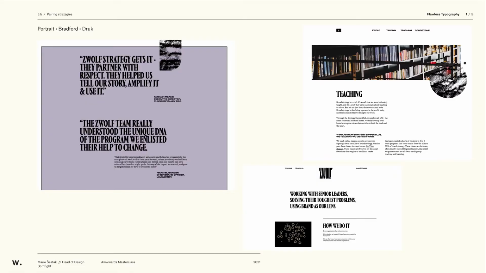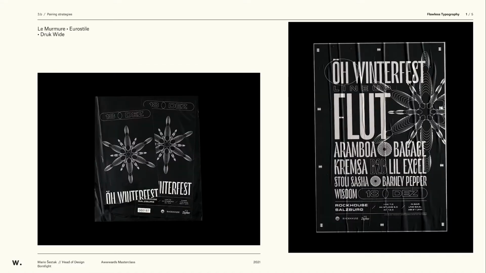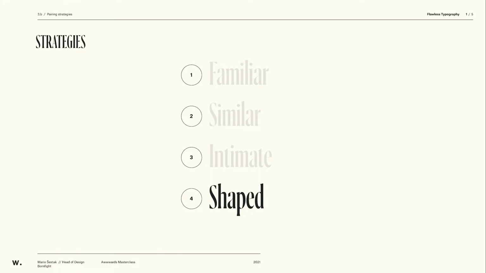Here are some examples of typefaces working together and having the same vibe and transmitting the same message across. Another example of a completely different vibe. There are a lot of typefaces combined here, but they all speak the same language. Beautifully balanced and with the same tone. A more edgy aesthetic with Lemmemoor, Eurostyle and Druk White. Really lovely combination.